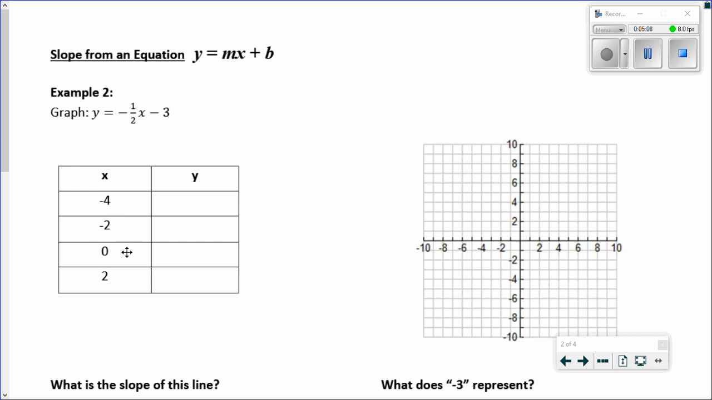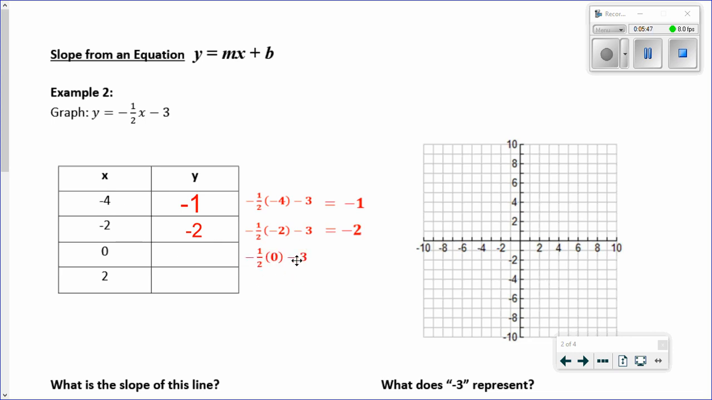I have a bunch of x's. I'm going to plug them in, find the y's, plot the points. So I've got -4 times the -1/2 minus 3. That gives me -1. So I just do the math, simplify it, I get -1. So y is -1. Then I'm going to do -1/2 times -2 for the x minus 3. That will give me +1 minus 3. So I get -2. That's my y. Plug in 0 for the x.